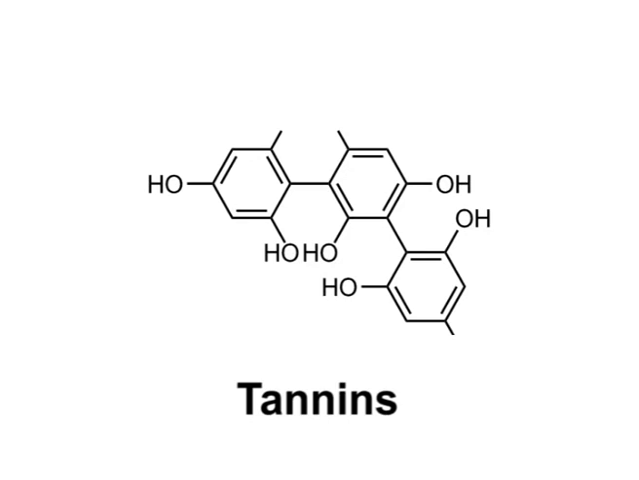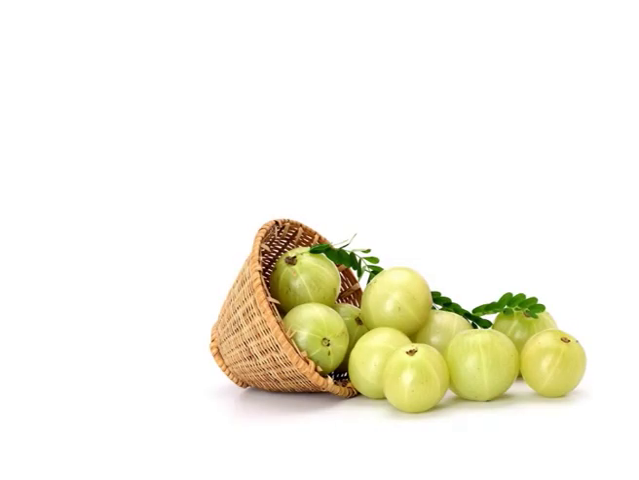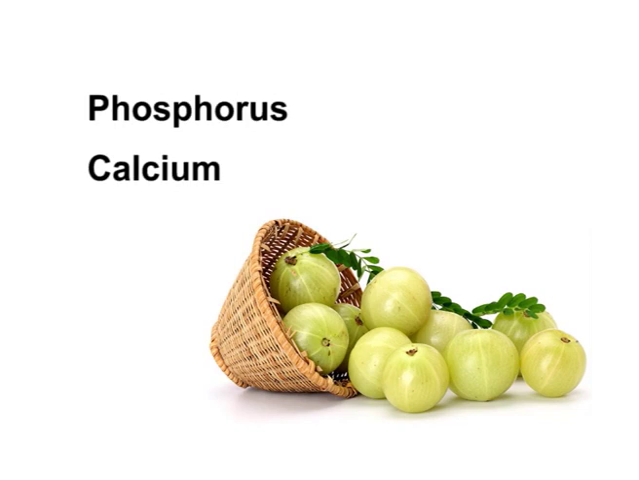This is due to the presence of tannins in the fruits, which retards oxidation and thus deactivation of vitamin C. And second, amla fruits are also a good source of some minerals such as phosphorus and calcium.